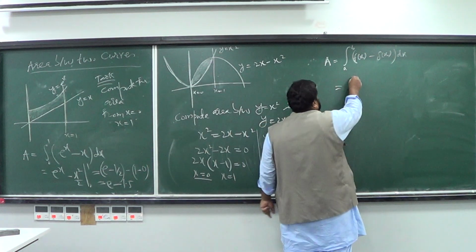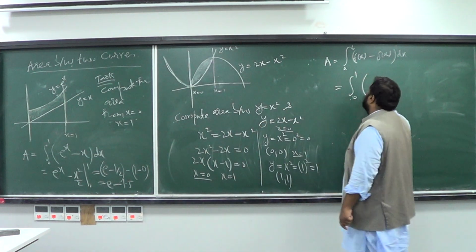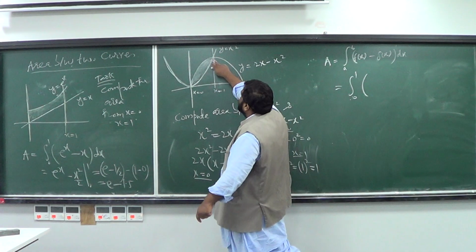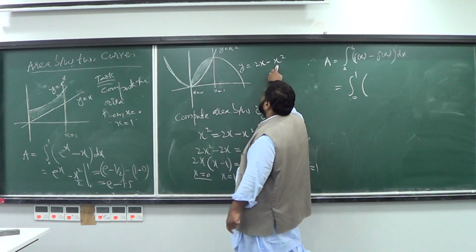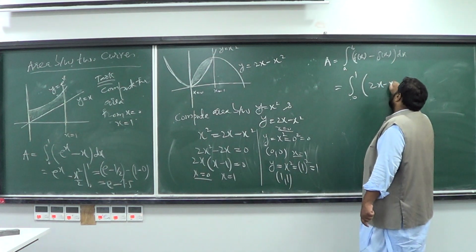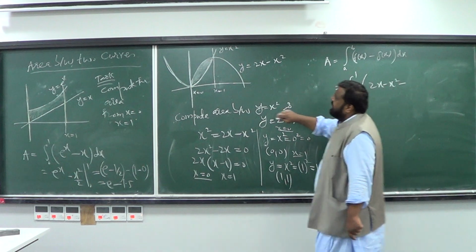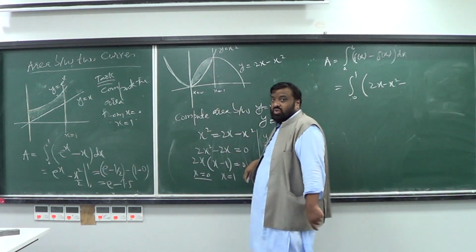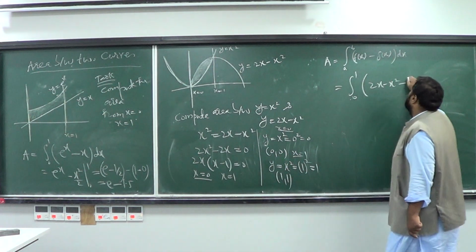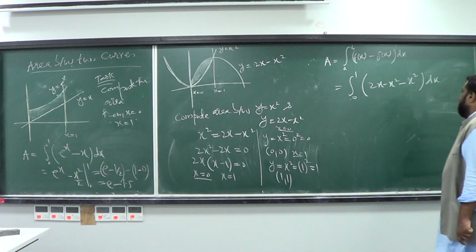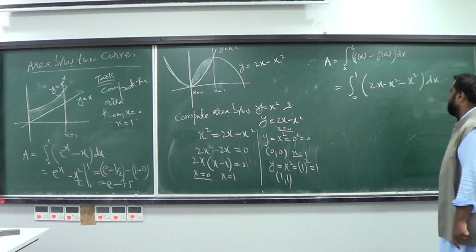So you're going to say, okay, let's substitute 0 and 1. f of x is the upper function. So what is the upper function? The upper function is really this 2x minus x squared, minus, and what is this? The lower function, the lower curve, is really x squared, dx.